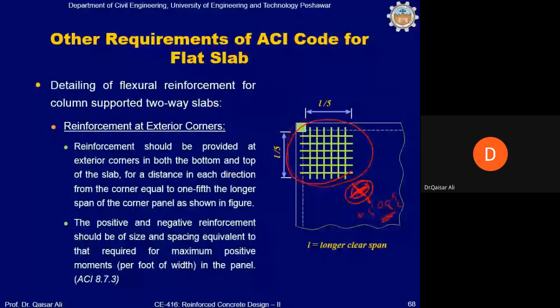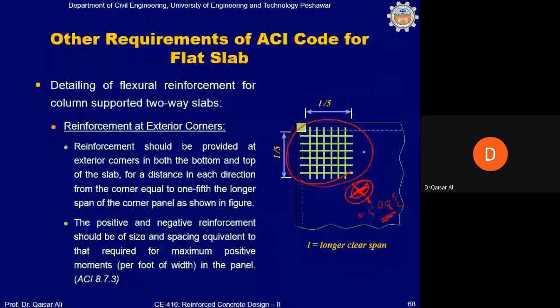This mesh shall be provided from the center of the column to a length equal to L/5 of the panel. For example, if the length is 20 feet, this will be 4 feet.